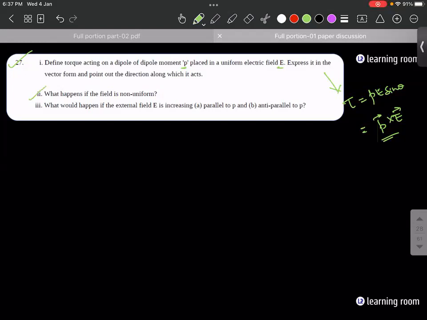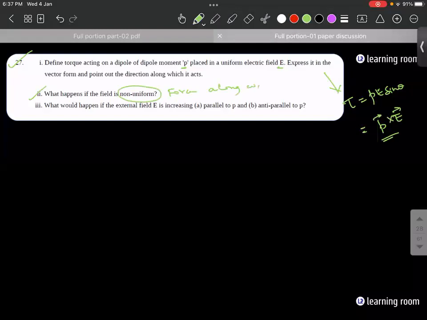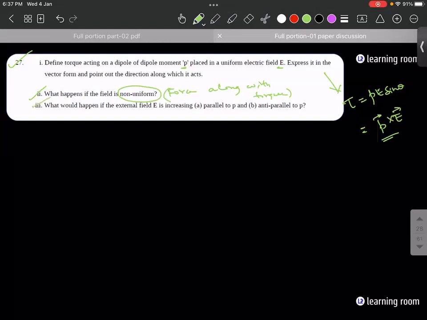What happens if the field is non-uniform? So what is going to happen if the field is non-uniform? It starts experiencing force along with torque. What would happen if the external electric field is increasing parallel to the field and if it is increasing anti-parallel? No change in torque? No, no. If the value of the electric field is increasing in the direction of the dipole moment.